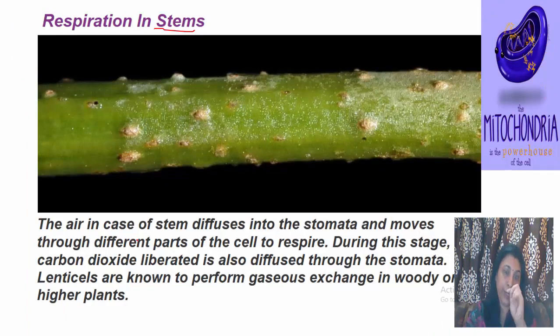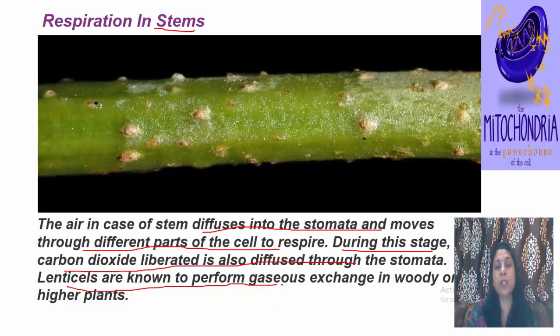Now, respiration in stems. In the case of stems, air diffuses into the stomata in the herbaceous stem, and if it is a woody stem, it enters through lenticels, and moves through different parts of the cell to respire. During this stage, the carbon dioxide liberated is also diffused through the stomata. Lenticels are known to perform gaseous exchange in woody or higher plants.